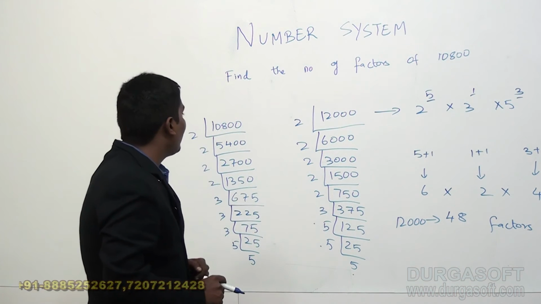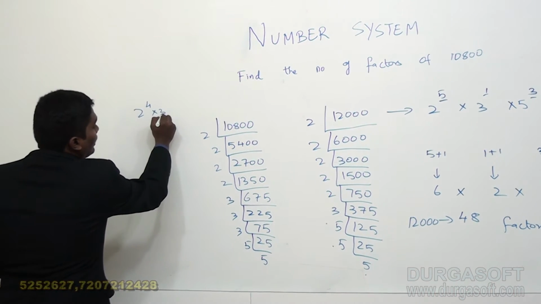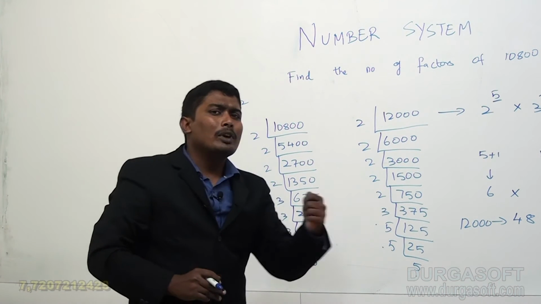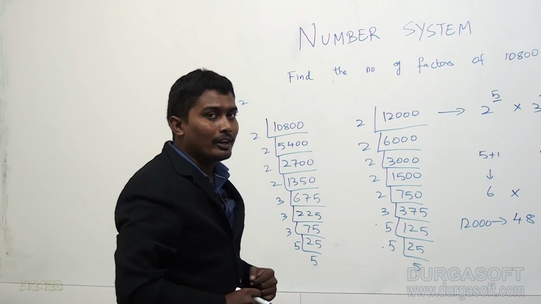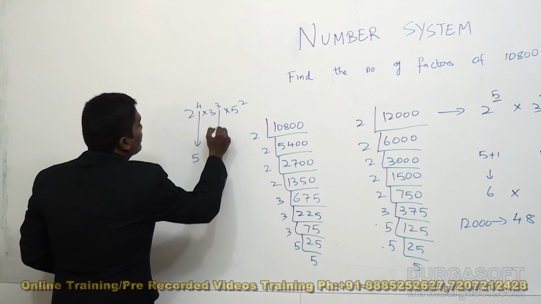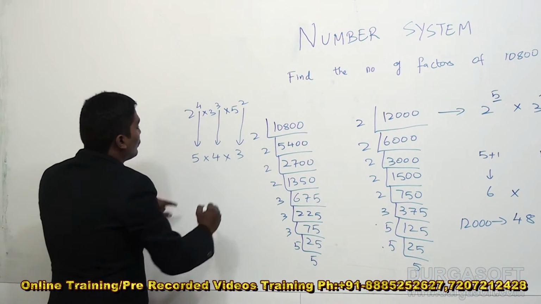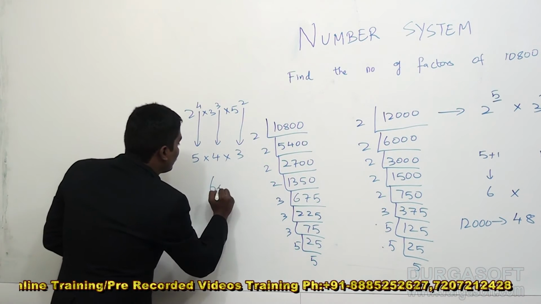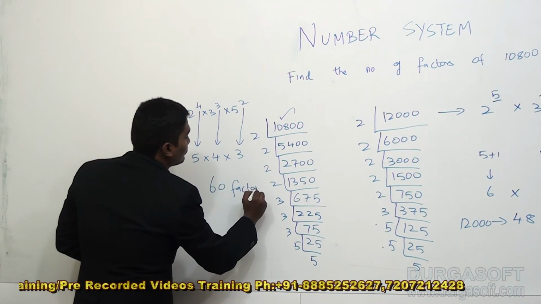Now I will write this number 10,800 as 2 to the power 4 into 3 to the power 3 into 5 square. Right? Now I have made the factorization. What is the next step that you will do? You will increment the powers by 1. So 4 plus 1 becomes 5. 3 plus 1 becomes 4. 2 plus 1 becomes 3. So 5 into 4, 20. 20 into 3, 60. Which means this number 10,800 has got 60 factors.